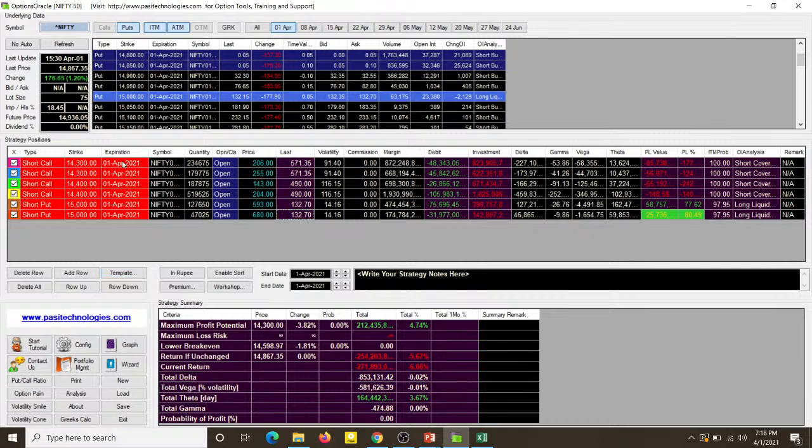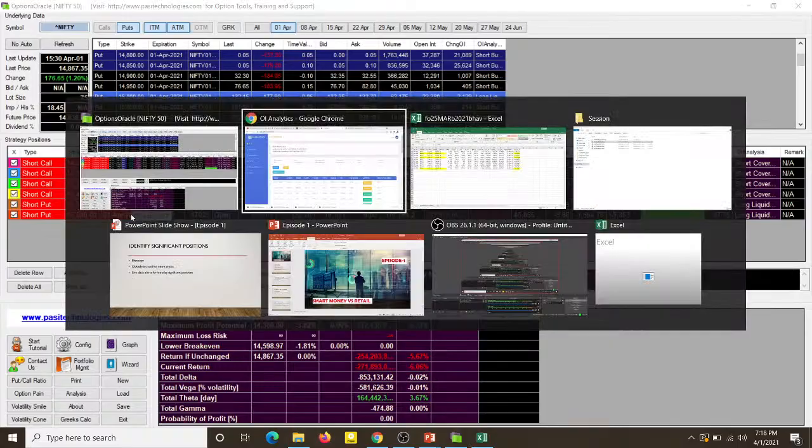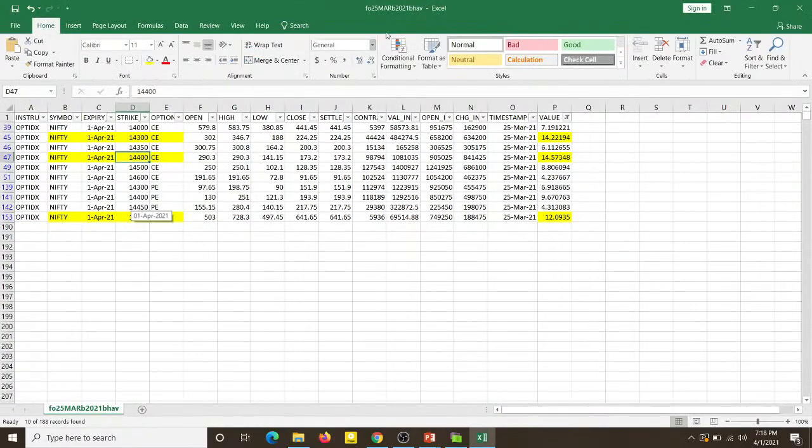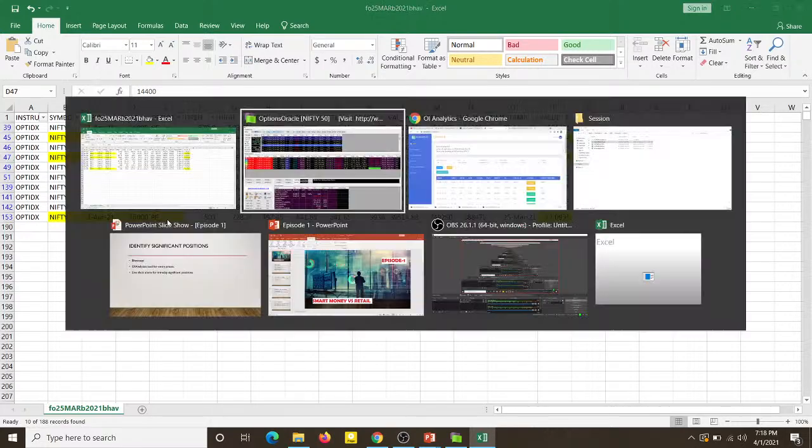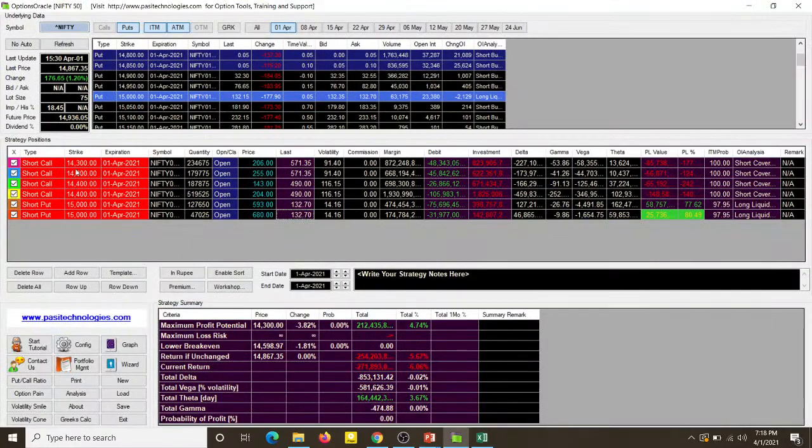which are built up for this expiry, which is 1st April, right, and which have been built up on 25th of March, right? You can see 25th of March. These are the significant positions which got created, and we have updated all of the positions with the entry price as well, right?